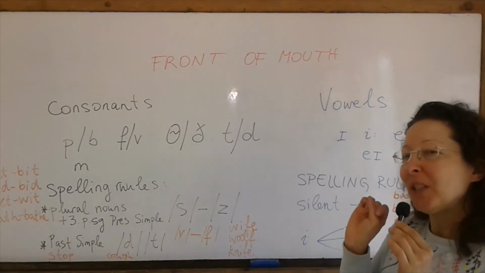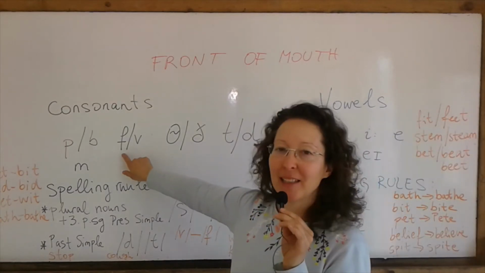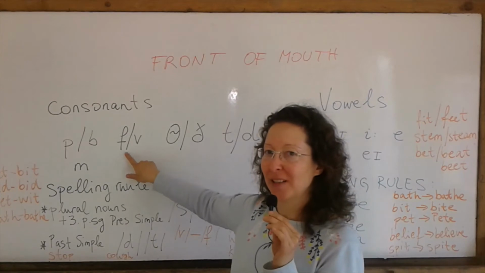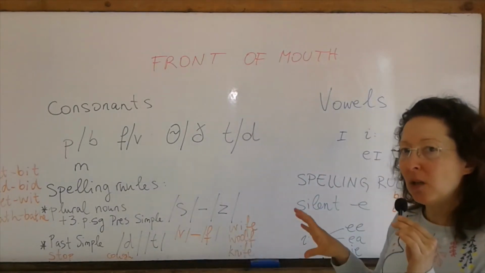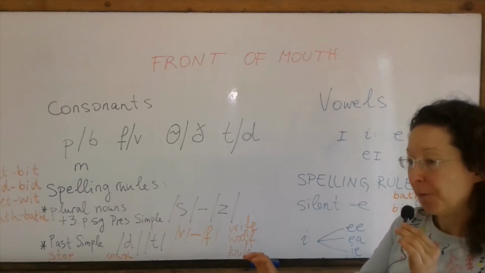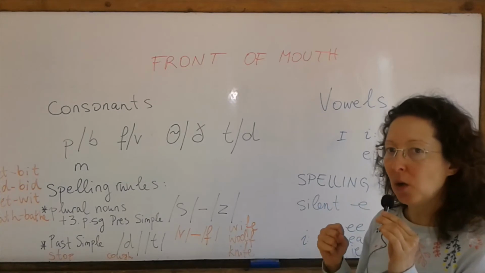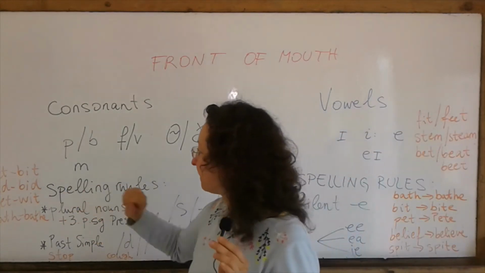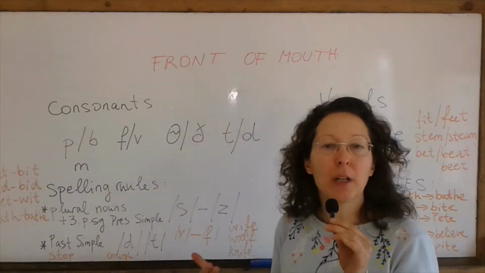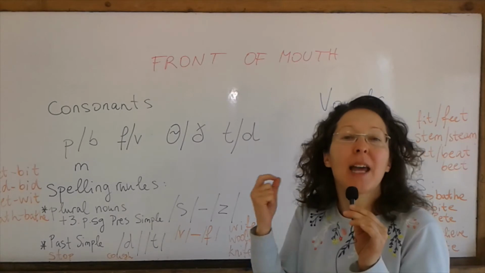Now, a little bit of a subgroup of these nouns are the ones that end in f and v. Actually, just the ones that end in f. Because here, the spelling actually affects the original noun. So, for example, when we say bit, the plural is bits. So bit still stays, we just add s.